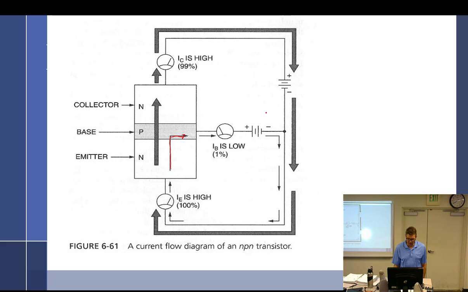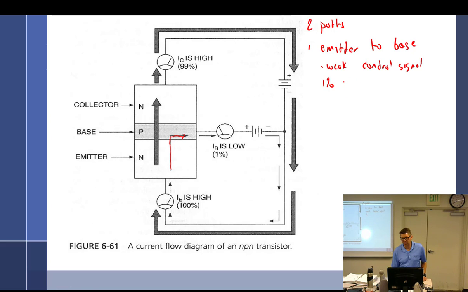Emitter to base is a weak control signal. So two paths. One is going to be emitter to base. It is a weak control signal. About 1% of the current takes this path.